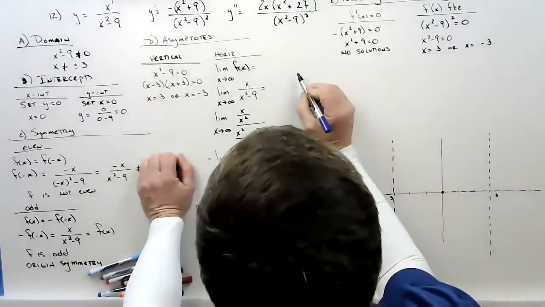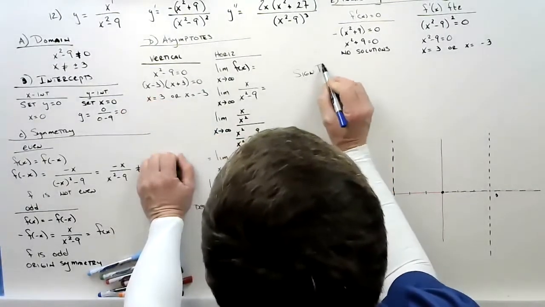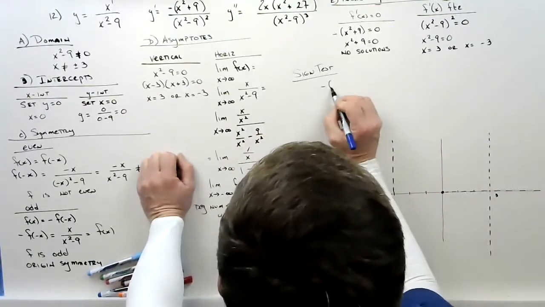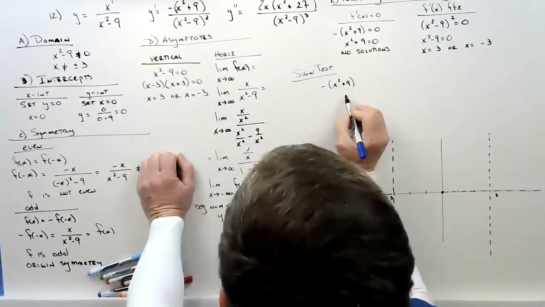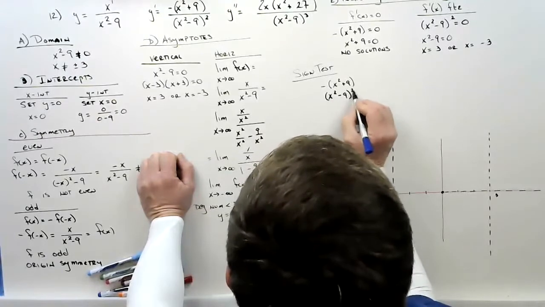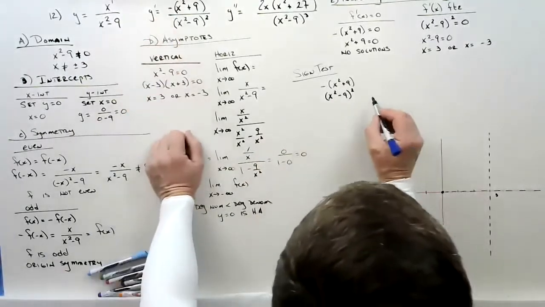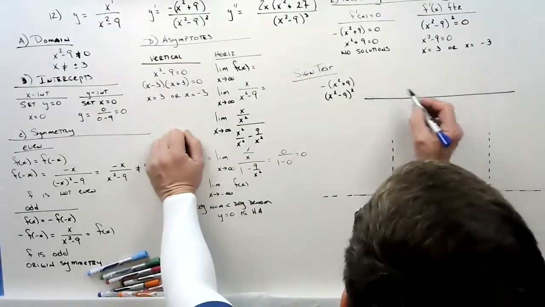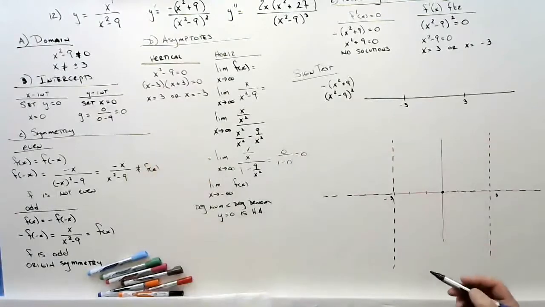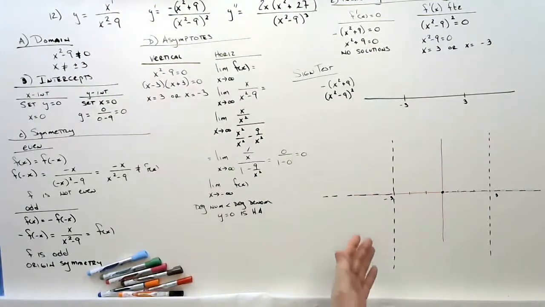Now, when I do the sign test, I'm going to write down my factors, minus x squared plus 9, and x squared minus 9 squared, right? Those are my two factors. And I'm going to write down all of my critical points. I have no solutions here. I have negative 3 here, and I have 3. I'm still going to put them down for the sign test, but they're not going to be local mins and local maxes. The function is not defined there. They can't be mins or maxes.